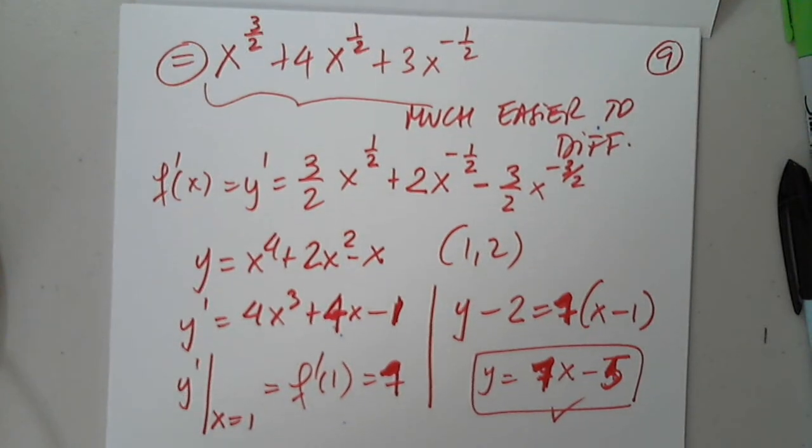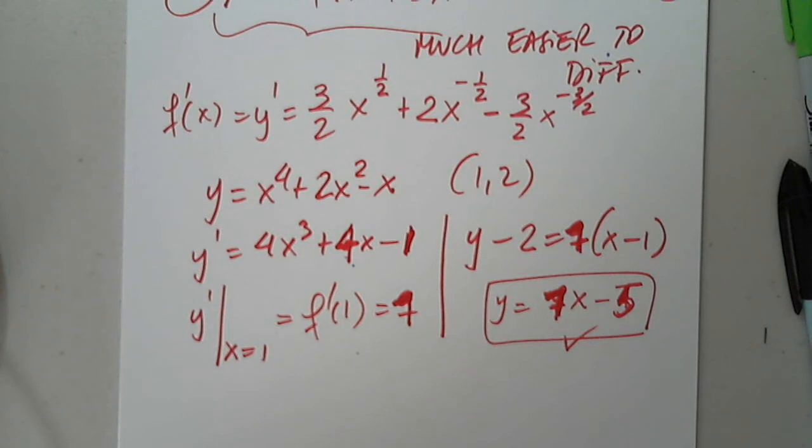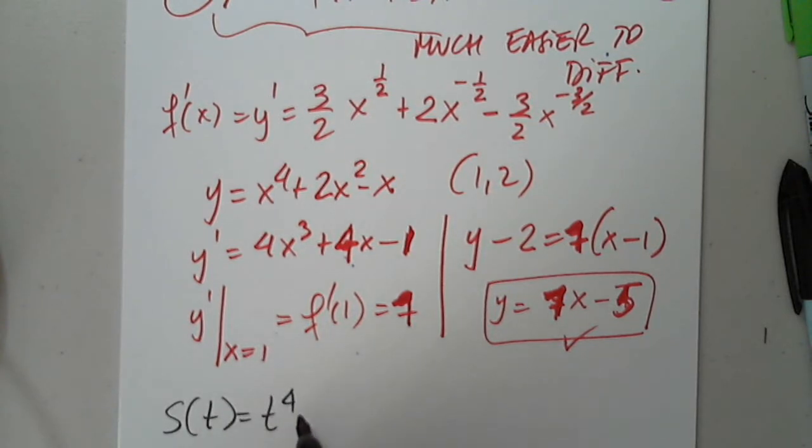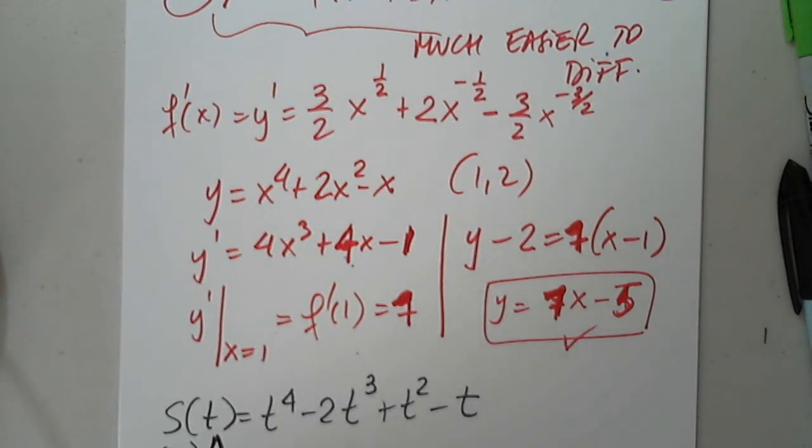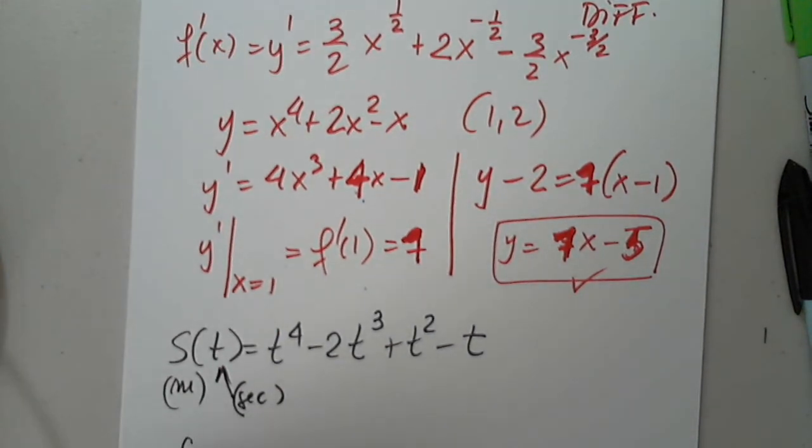Okay, I want to look at one more problem, and then we can move on. So the equation of motion of a particle is s of t equals t to the 4th minus 2t cubed plus t squared minus t. S is in meters. T is in seconds. Find the velocity and acceleration as functions of t. So part A, find the velocity, and then also part A, find the acceleration.